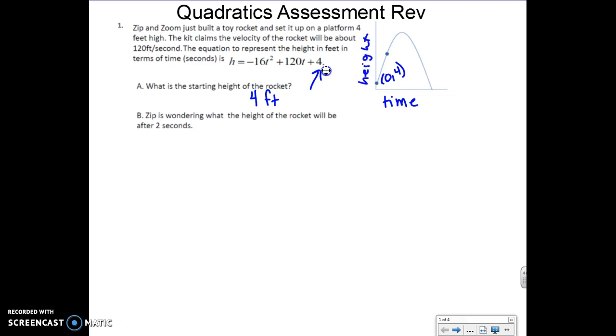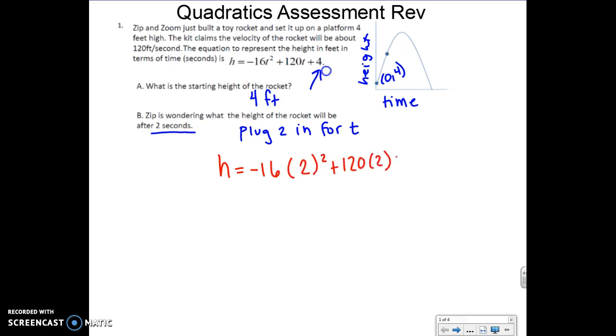Okay, B is asking, Zip is wondering what the height of the rocket will be after 2 seconds. So since they are giving us the time, 2 seconds, and we're looking for the height, we can just plug in 2 for t, which is also x. Okay, so we're going to go ahead and plug that in. H equals negative 16. Instead of t, I'm going to put in 2. And then we can just solve it. So negative 16 times 4.